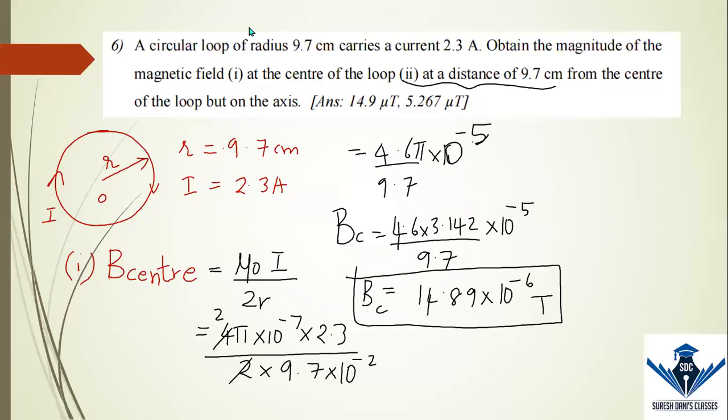The second part involves a little more calculation. So this was a straightforward mu naught Ni upon 2R formula for magnetic field at the center of the circular coil. Completed, everybody? Can I move to the second part of the question?